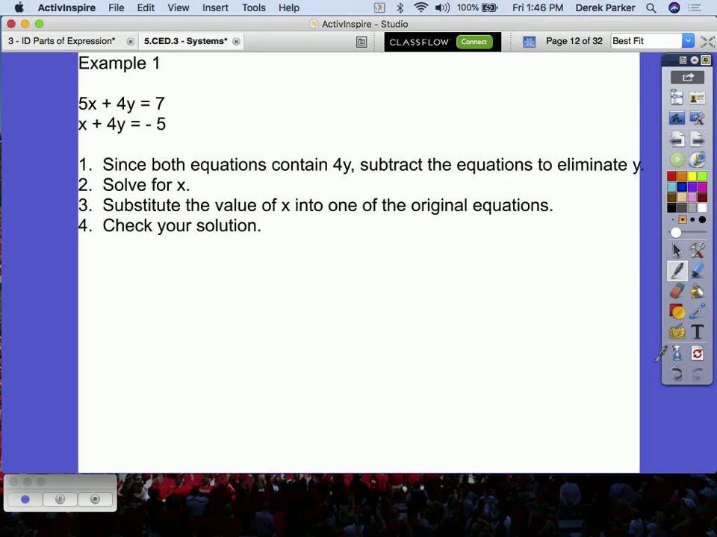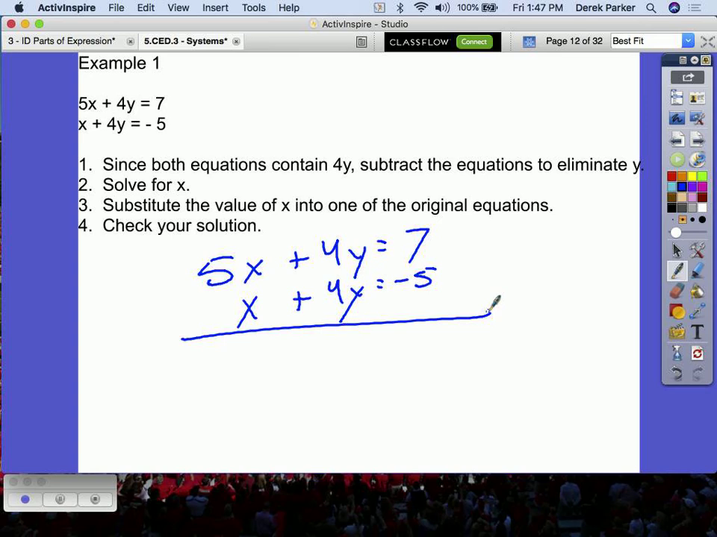And here's the rule. If the signs are the same, subtract. If the signs are different, for example, if that was negative 4y and positive 4y, I would add the two equations together to cancel out the y. So let's do that. 5x plus 4y equals 7. x plus 4y equals negative 5. So I'm going to subtract the two equations from one another.